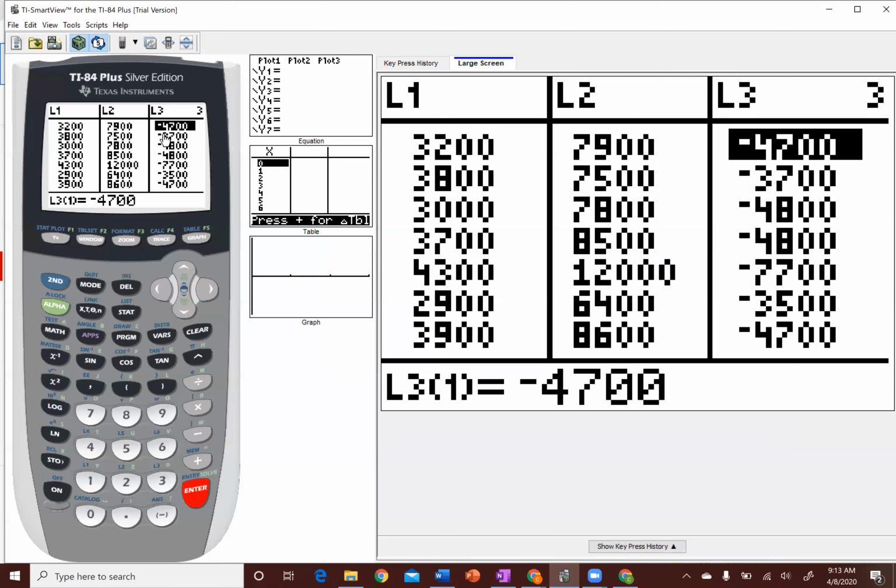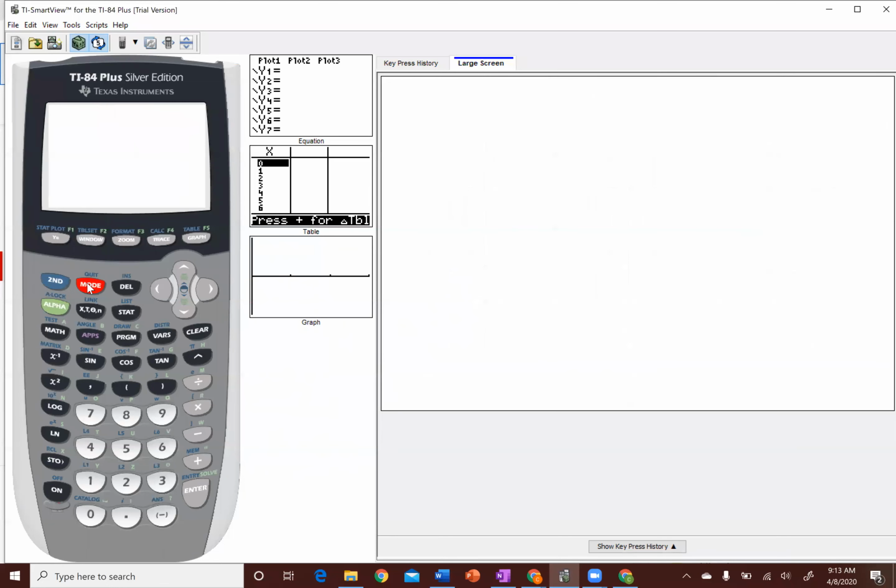List 1 and list 2, at this point, I'm going to completely ignore and forget about. All I care about is that there was a difference of $4,700 here, a difference of $3,700 here, and so forth. Now my question is, what are my sample statistics and everything like that, so that I can build my confidence interval?